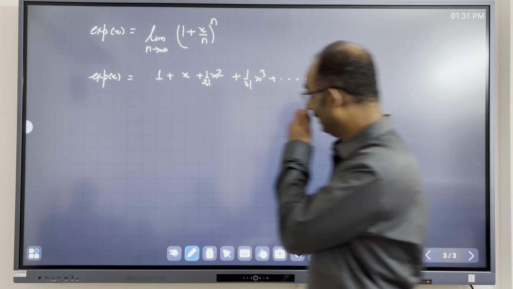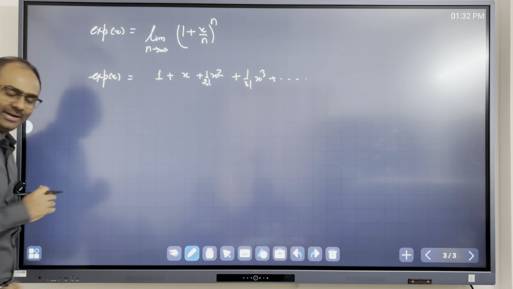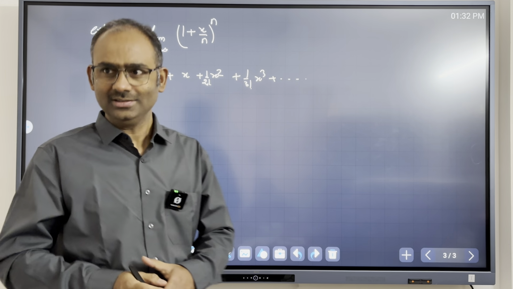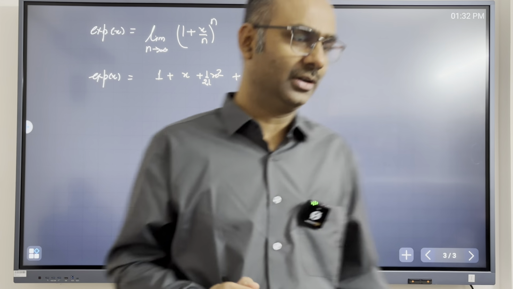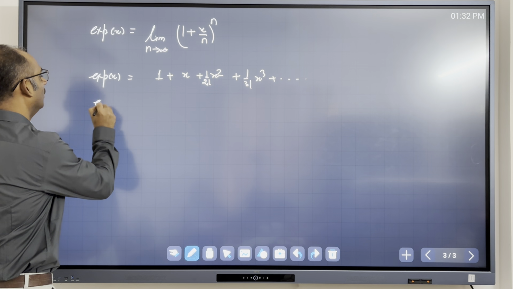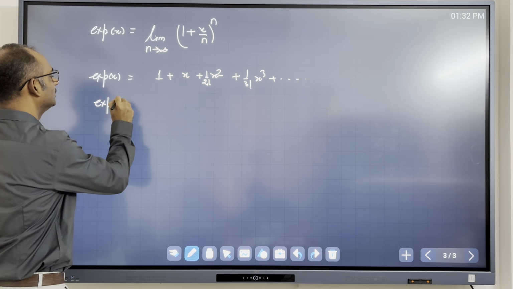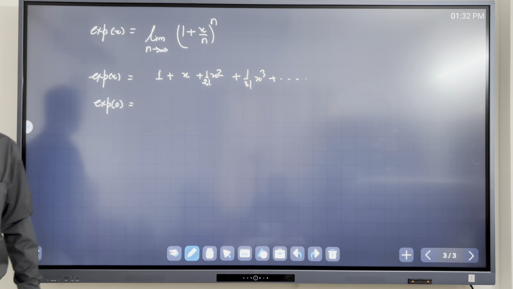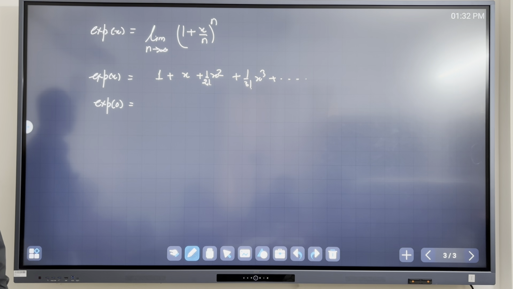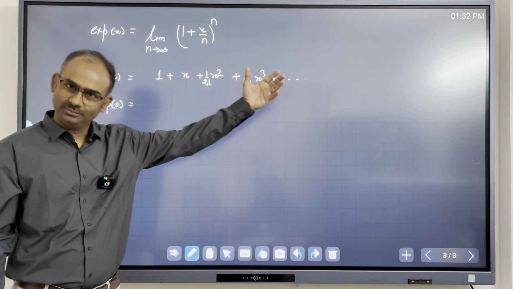Okay, so let's find out the values of this function at some special points. What is exponential of 0? 1. 1 plus 0 plus 0 plus 0 is 1.